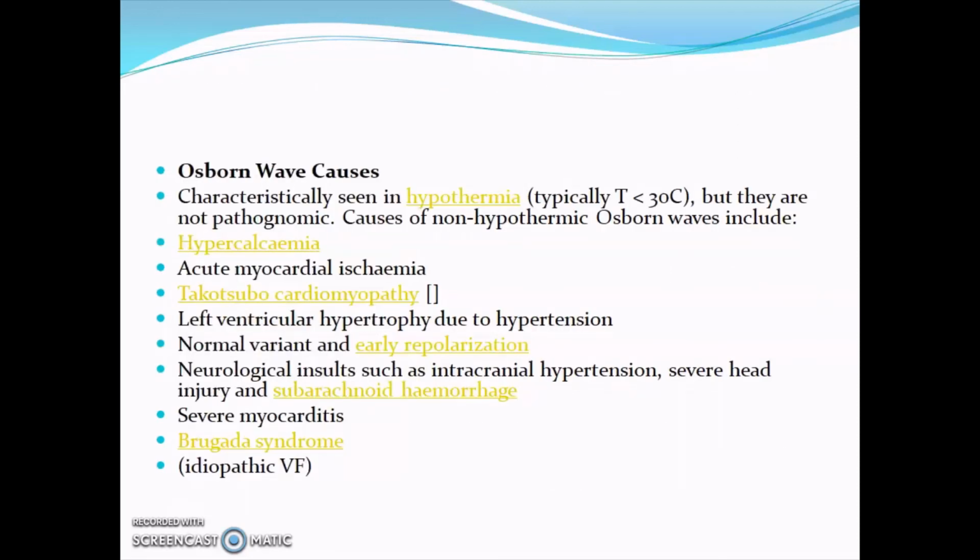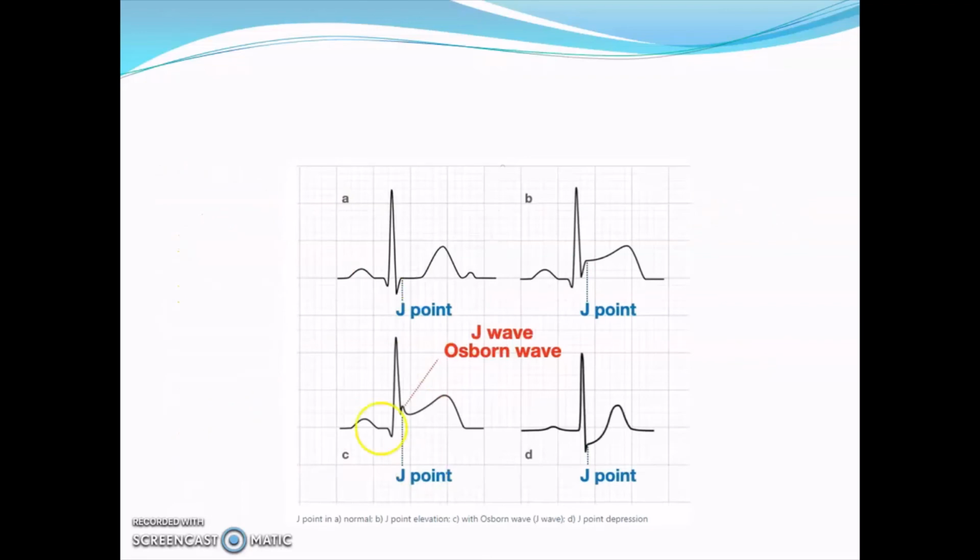What are the causes of Osborn wave? Osborn wave is characteristically seen in hypothermia, most common, but there are other causes also, such as hypercalcemia, acute MI, stress-induced cardiomyopathy, that is called Takotsubo cardiomyopathy, LVH, normal variant, subarachnoid hemorrhage, myocarditis, Brugada syndrome, and idiopathic VF. See, this is the J point, where the QRS complex meets the ST segment.